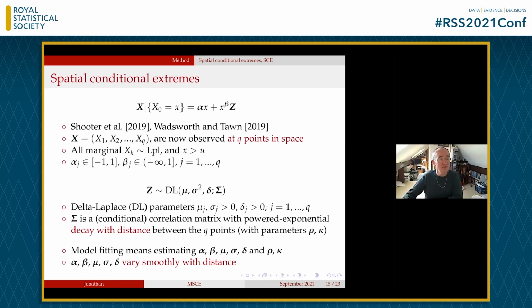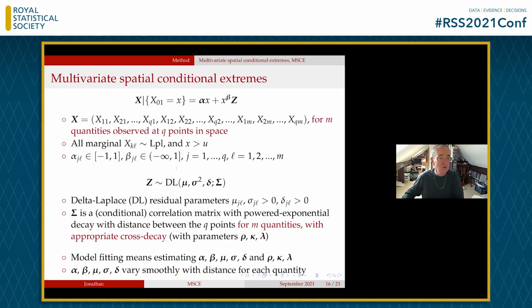Now we go to multivariate spatial extremes. Again, the model formulation looks very similar, except that I'm now going to have a conditioning set for m different quantities at q different locations. So really, in terms of the marginal effects, the model looks the same. All of the detail is in this residual again, right?